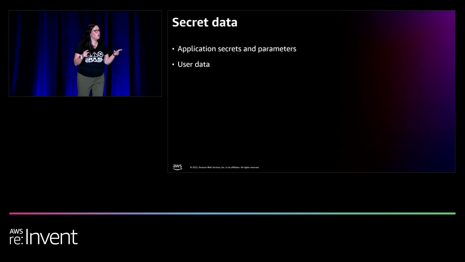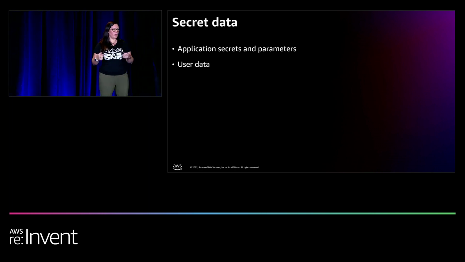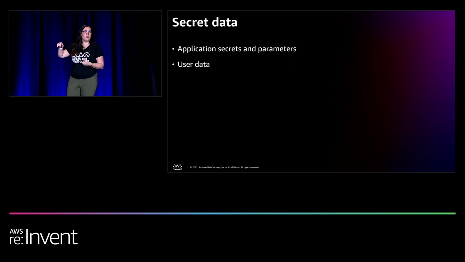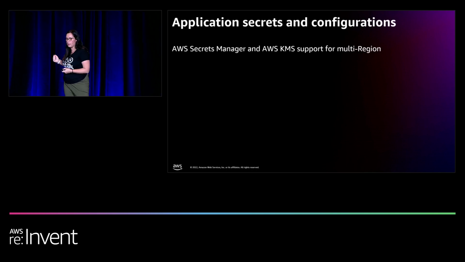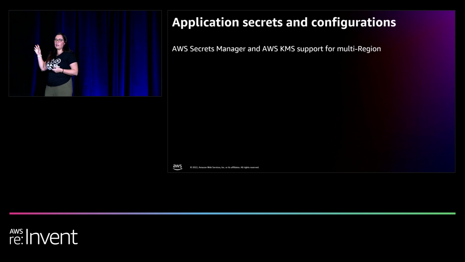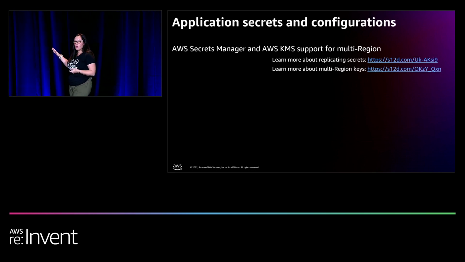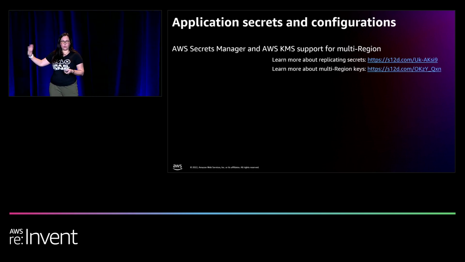Very important if you are in this zombie apocalypse mode, because if you don't take care of these things, maybe when you need to fail over, your application is not ready to handle that. So when you look at AWS, Secrets Manager and KMS support multi-region. All these links are available at the end, so don't worry.